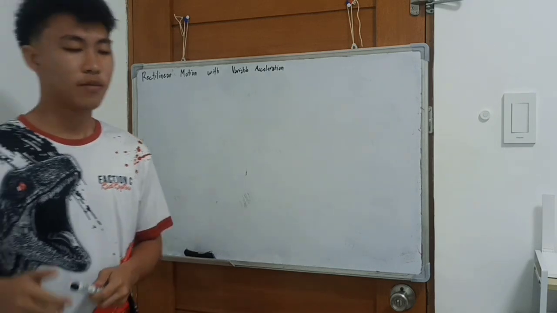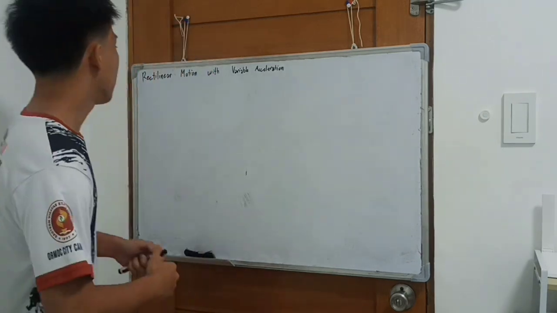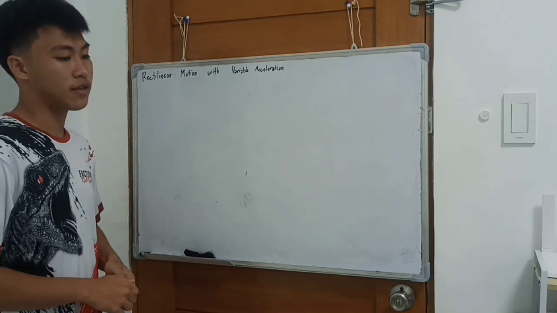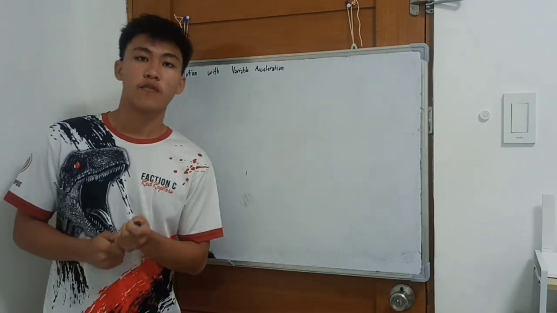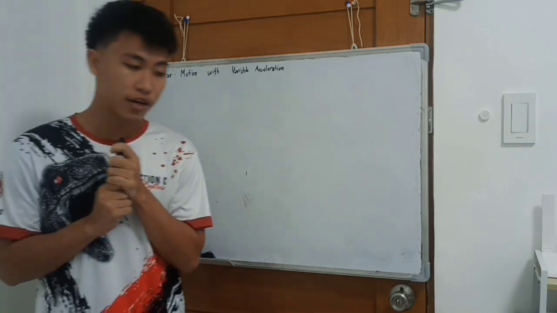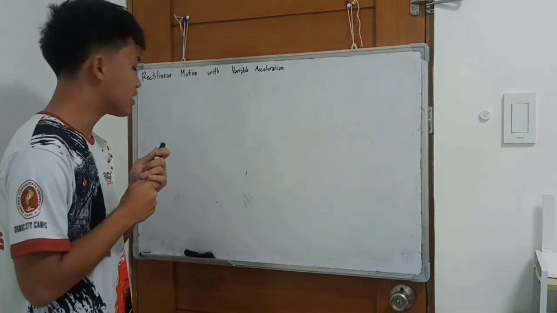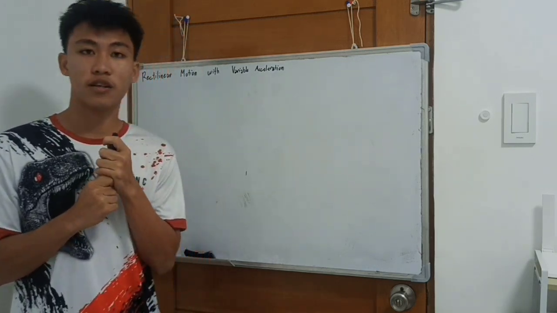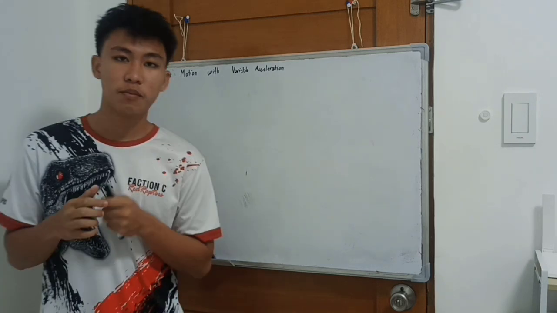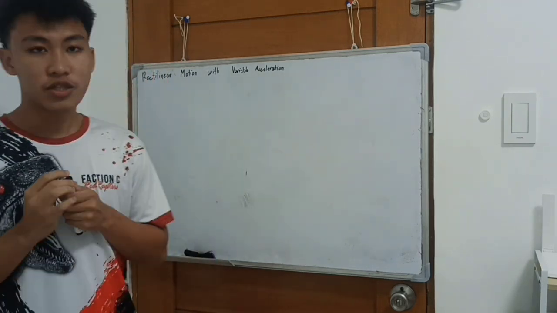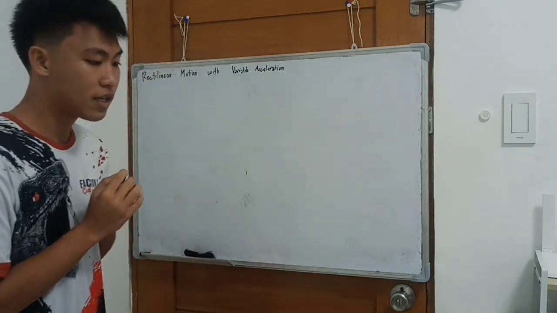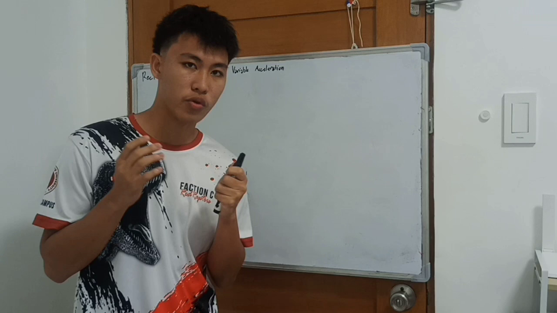So, the topic for today, guys, is about rectilinear motion with variable acceleration. Variable acceleration can occur when the average acceleration of an object changes at different points along its path. This can mean that acceleration changes in magnitude, direction, or both.